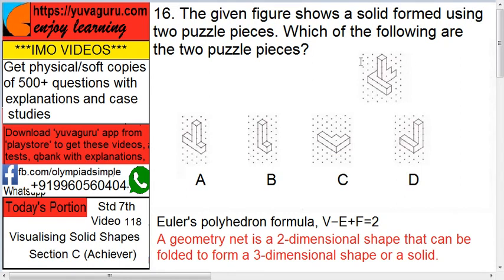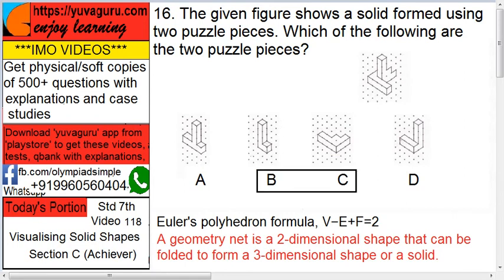The given figure shows a solid formed using two puzzle pieces. This is a solid and it is formed using two puzzle pieces. Which of the following are the two puzzle pieces? See here, what is this solid made of? One is the staircase and the second is the L. So which one has the staircase and which one has the L? This is the staircase and this one is L. So B and C is the answer.